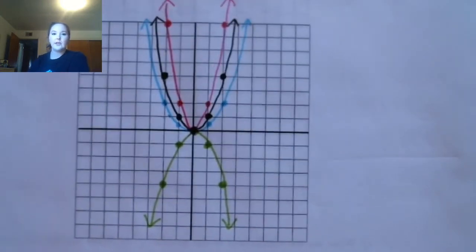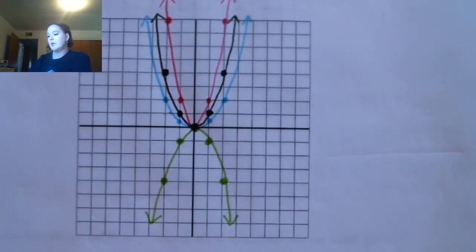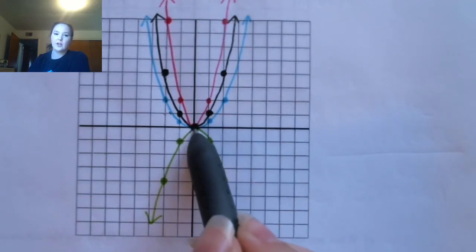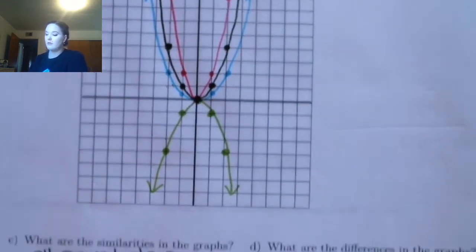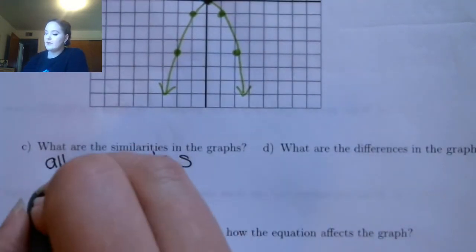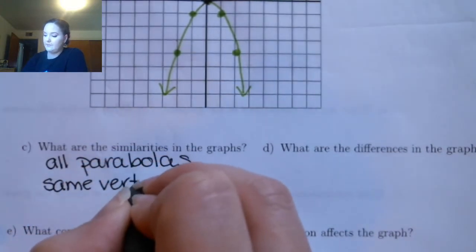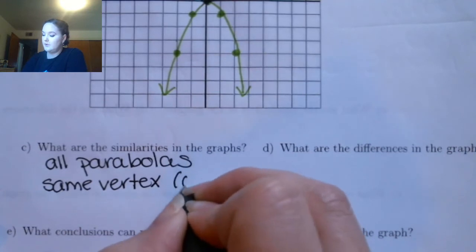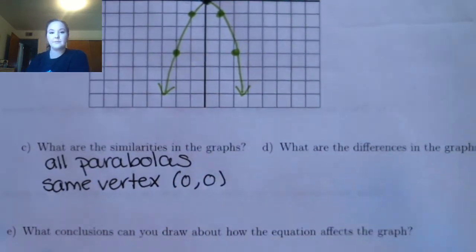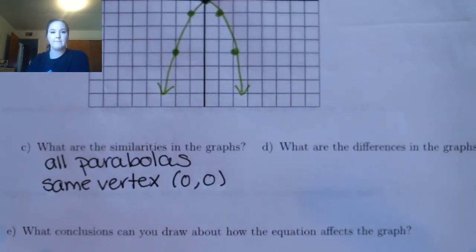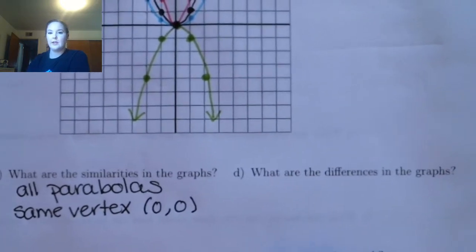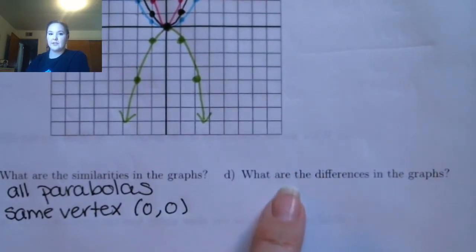All x squareds are going to be parabolas, so it's important to think about that as a similarity. The other thing that stands out to me as being similar is they all share this 0, 0. So they all have the same vertex, which is 0, 0.